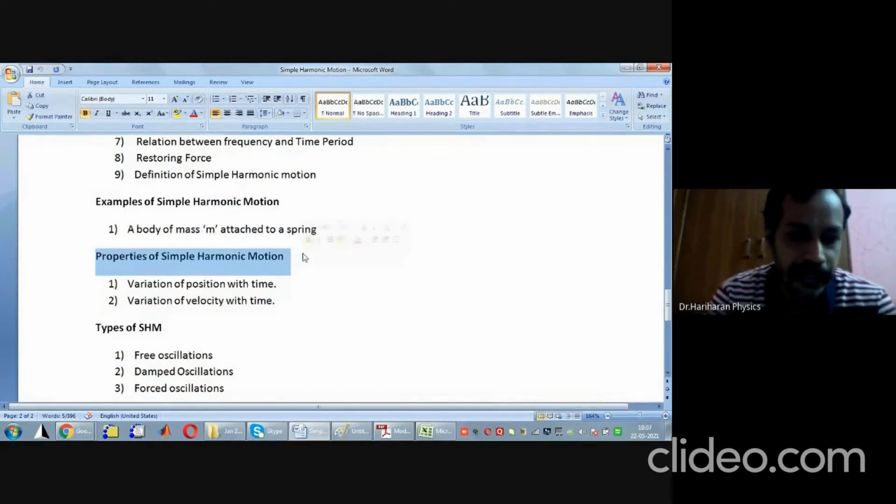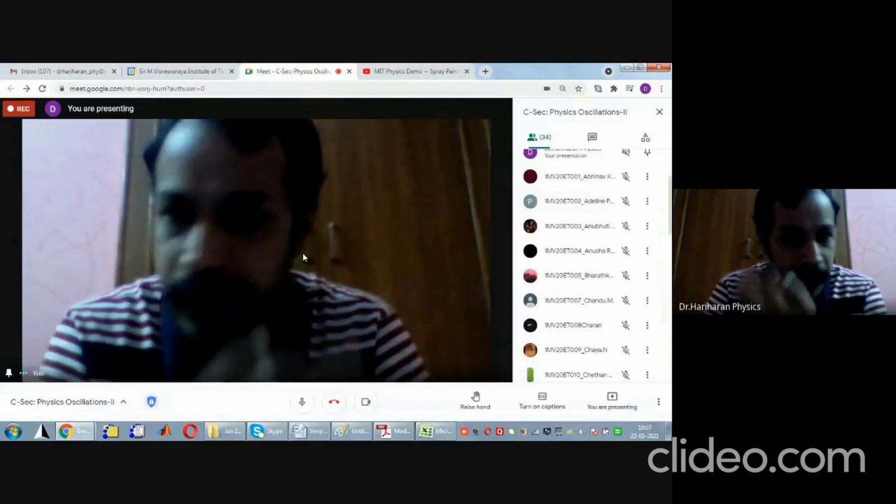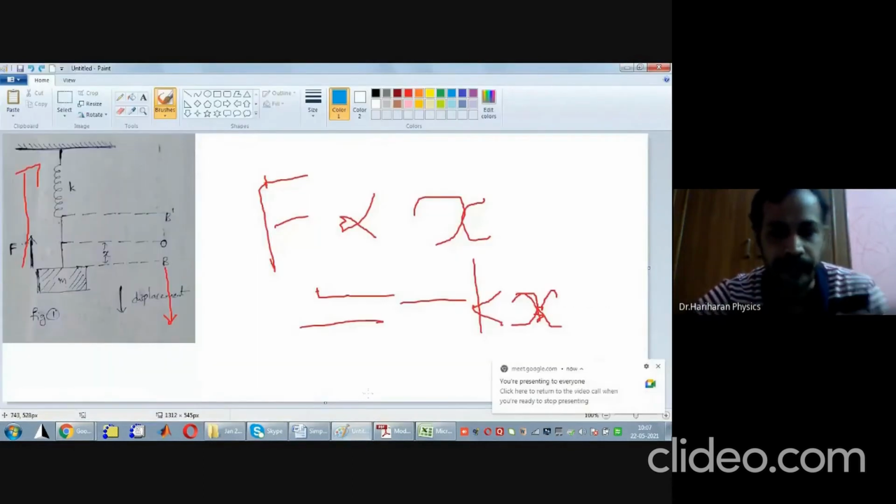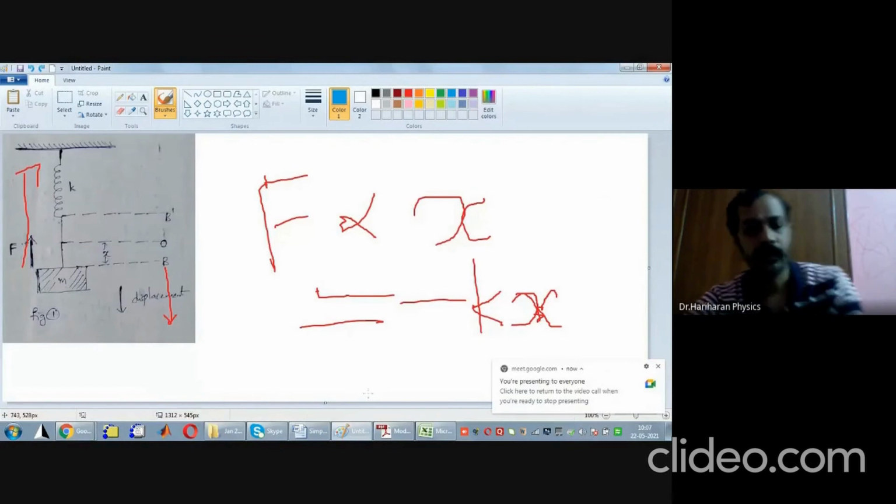I will take the example of a simple pendulum. So I will just tell how velocity varies with time. Yesterday, I think, using Usain Bolt's 100 meters race, I illustrated that point. So let me just recollect the same thing.